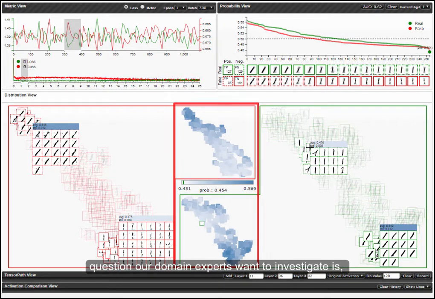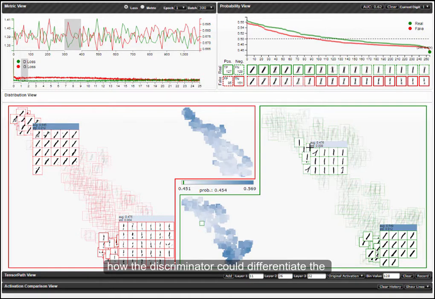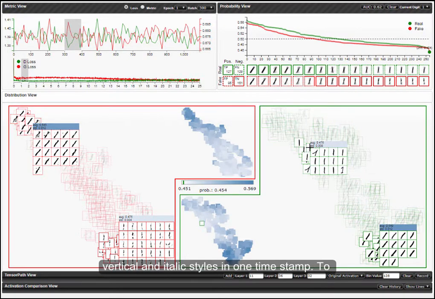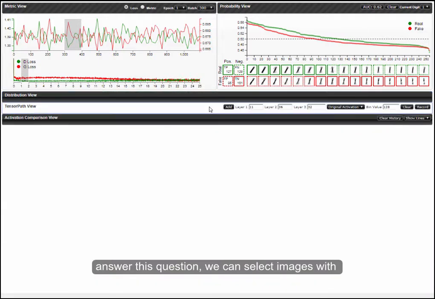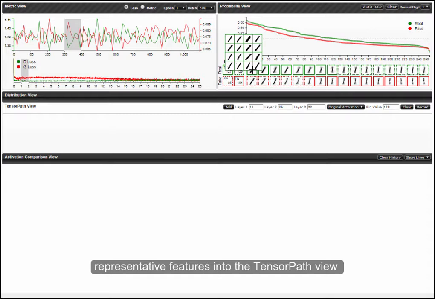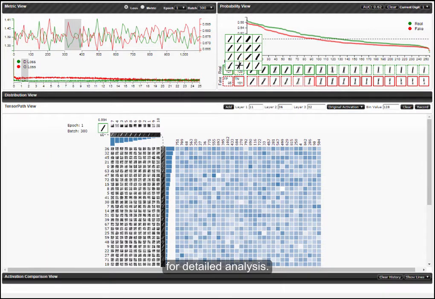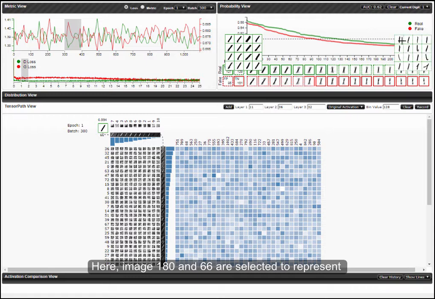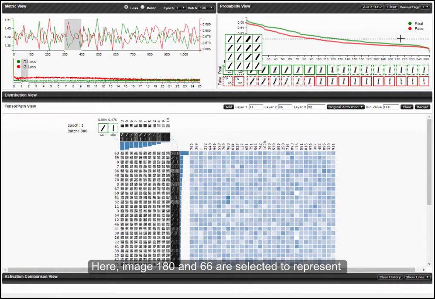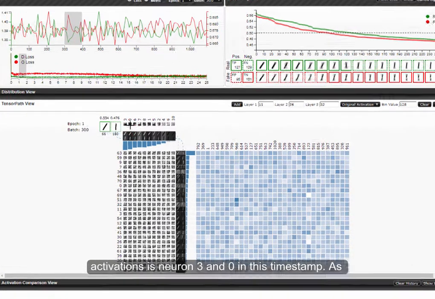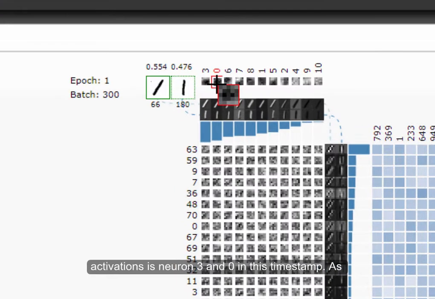One important question our domain experts want to investigate is how the discriminator could differentiate the vertical and italic styles in one timestamp. To answer this question, we can select images with representative features into the tensor path view for detailed analysis. Here, image 180 and 66 are selected to represent vertical and italic digit 1, respectively. As we can see, the neurons that lead to the most different activations are neuron 3 and 0 in this timestamp.